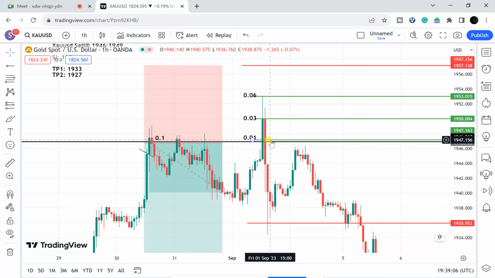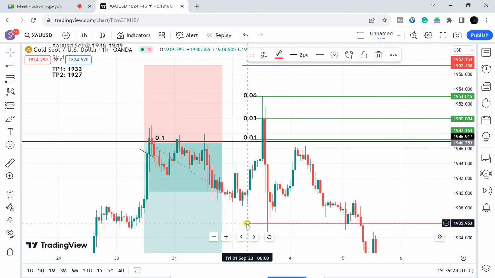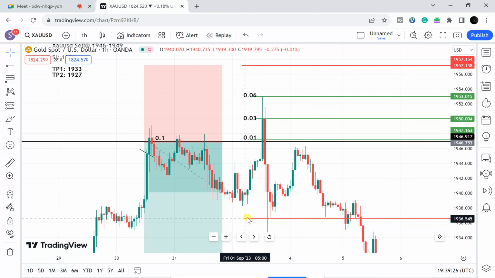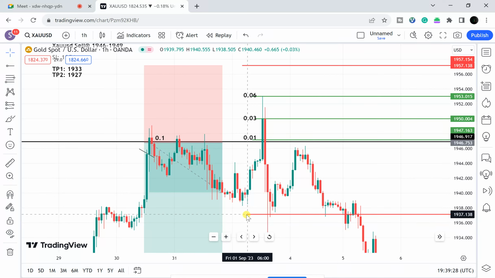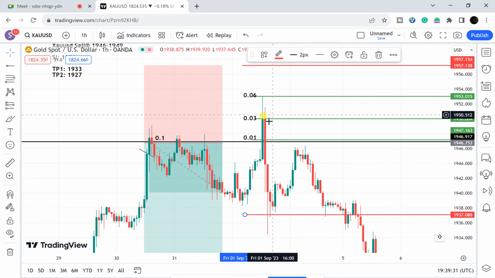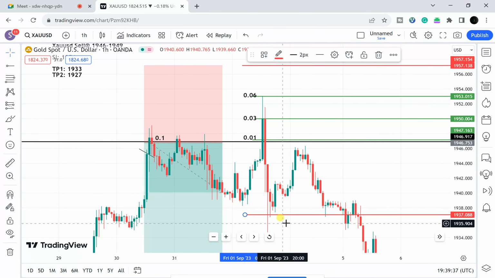That's assuming that this market hits our take profits. So from this entry to this zone, our first entry is 1947, so our second entry should be 1937. That's our take profit, 1937. So from here to here is already 100 pips, right? So from this zone to this zone we are making $10.